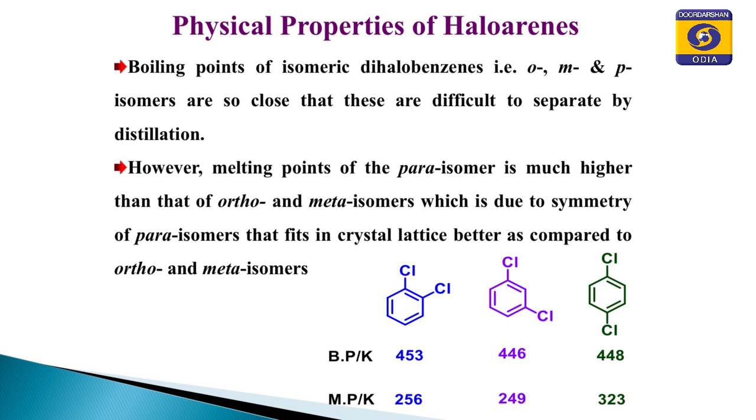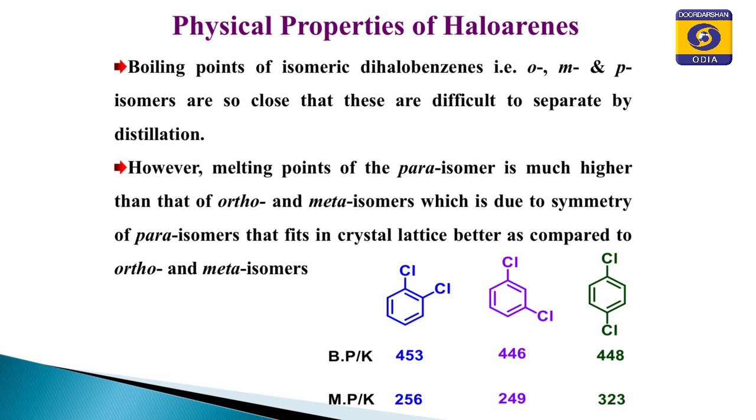Now, you see the table given in the slide, where ortho dichlorobenzene, meta dichlorobenzene and para dichlorobenzene are given. The boiling point for ortho dichloro is 453, for meta dichloro it is 446 and for para dichloro it is 448 Kelvin. In case of melting point, for ortho dichloro it is 256 Kelvin, for meta dichloro it is 249 Kelvin and for para dichloro it is 323 Kelvin.